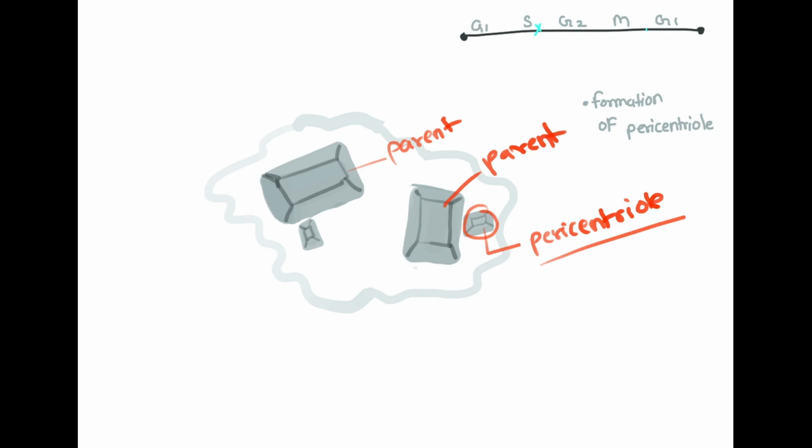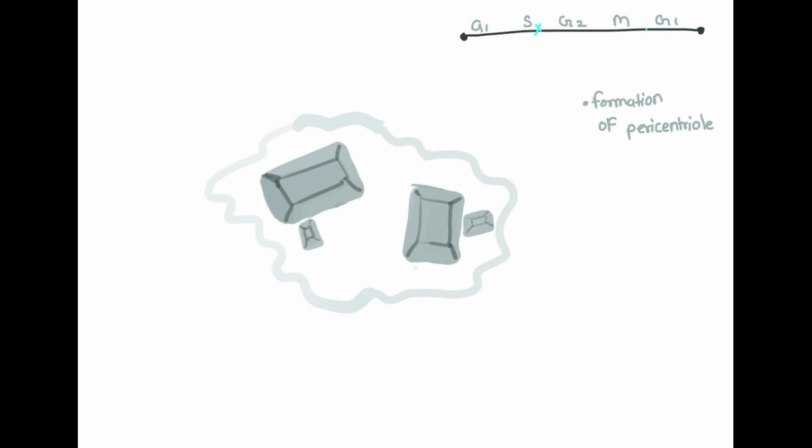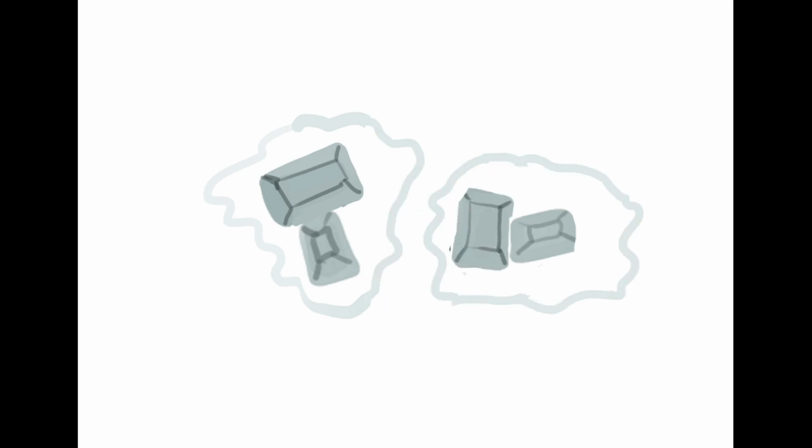Now, moving forward in the S phase, lastly, after the formation of the pericentrioles, there is a division of the entire structure into two centrosomes, centrosome 1 and centrosome 2. And each centrosome will go and incorporate itself into a daughter cell.